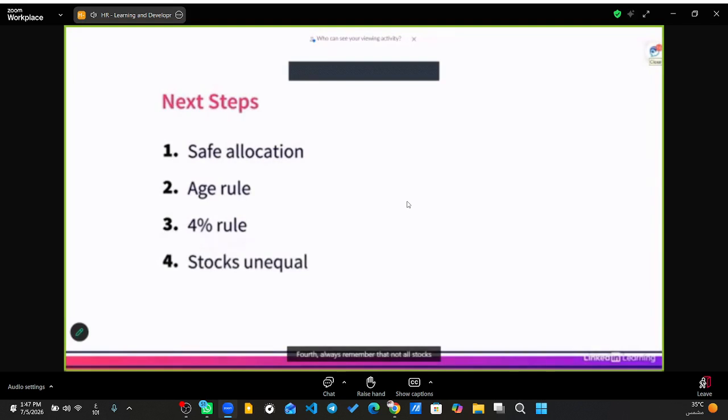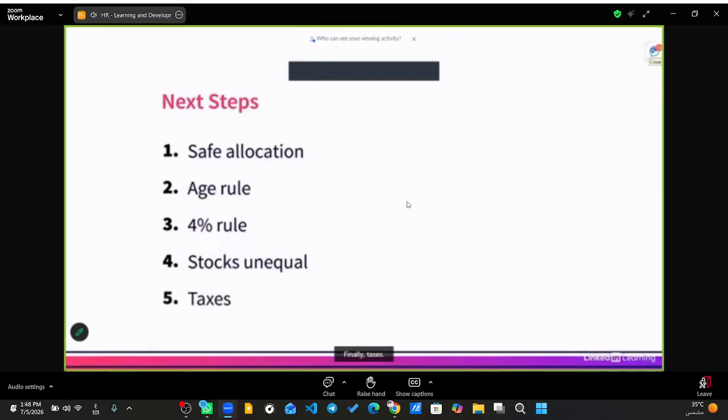Fourth, always remember that not all stocks are created equal. While the average stock over time has returned about 11% per year, not all stocks are going to do that. Some will have a higher return, others will have a lower return. Value stocks tend to have returns closer to 13%, but they're a little riskier. Growth stocks have returns averaging about 9% or so, but they're not quite as volatile.